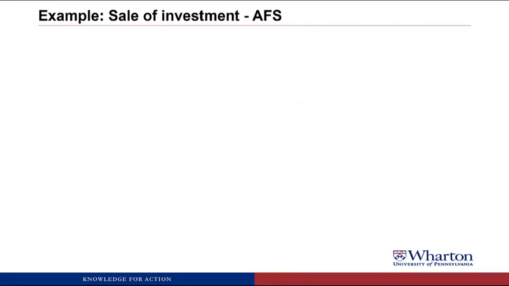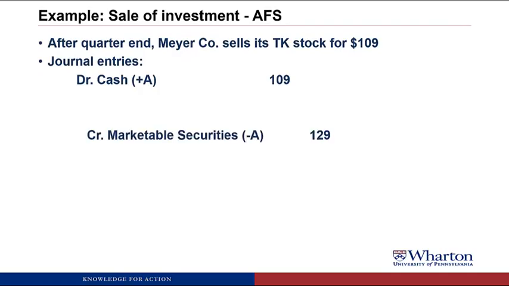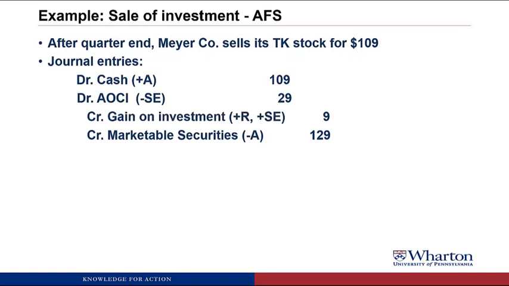So now let's go ahead and sell this investment and see how it works under the available for sale method. So quarter end, Meyer Company sells its TK stock for 109. So the journal entry is they get $109 of cash, so we debit cash for 109. We take the marketable securities off the balance sheet at 129, which is where they were at the last balance sheet date. We had stored up 29 of unrealized gains in AOCI. We debit AOCI to remove those gains, which is something we looked at earlier in the course. And then to get this to balance, we need a gain on investment of 9.